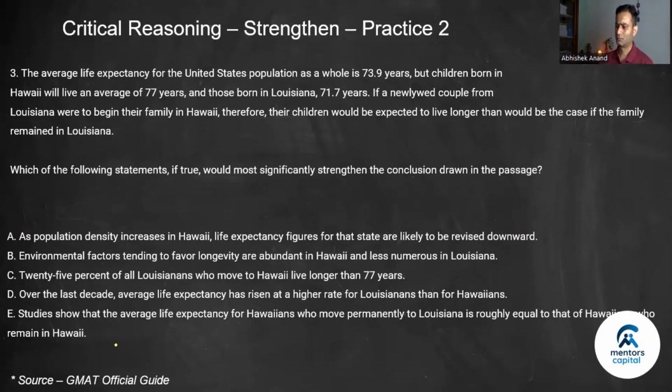Second answer is A. So question number 3. Which of the following, if true, would most significantly strengthen the conclusion drawn in the passage? What is the conclusion? See, the average age is 73.9 years. In one city, Hawaii, it is 77. In another, it is 71.7. So if someone were to begin a family in this city, the average life of the children would be longer, right?